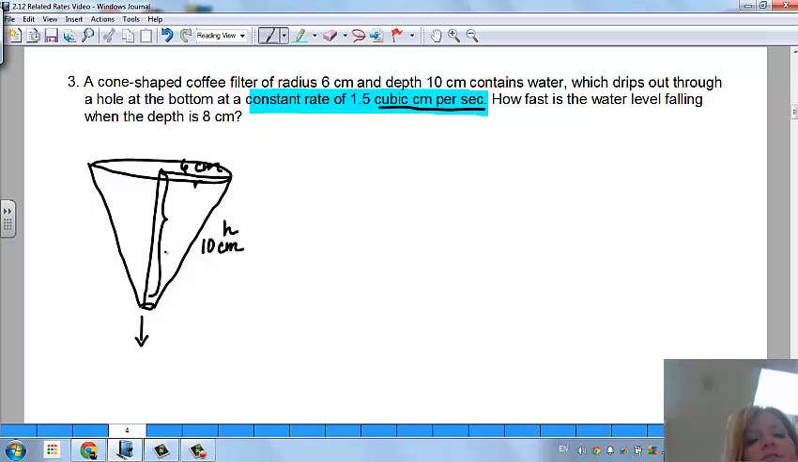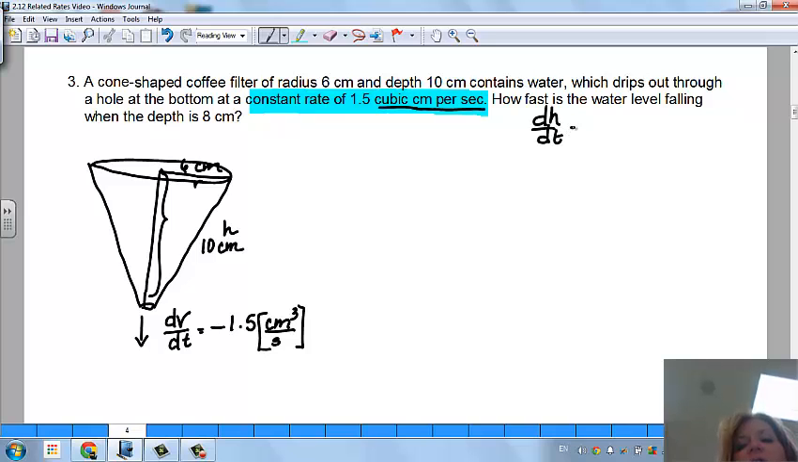If it's dripping out, the water is leaving, so the rate, since it's cubic centimeters, is a volume. So they really gave you dV/dt, because the volume is going to be negative 1.5 cubic centimeters per second because it's leaving the cone, so it's a negative rate. Since cubic is volume and seconds is time, that gives us dV/dt. We want to know how fast the water level is falling when it's 8. So they are asking for dH/dt, how fast the water level is falling, okay?